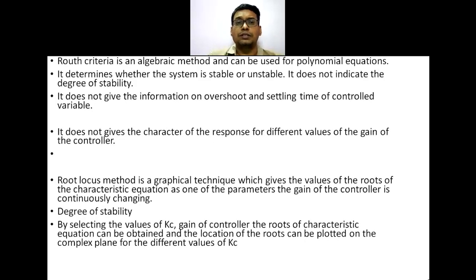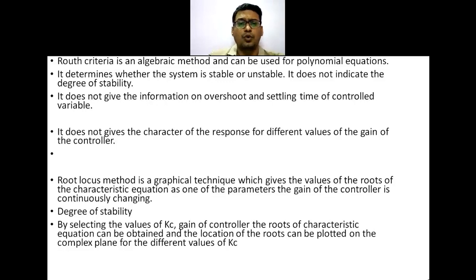The Routh criteria has certain limitations. It doesn't give the actual values of the roots. It only talks about whether the system will be stable or not. And this information is restricted, that it does not give the actual values of the roots, what will be the overshoot, and how much time will be required for the controller to become stable or reach a steady state.